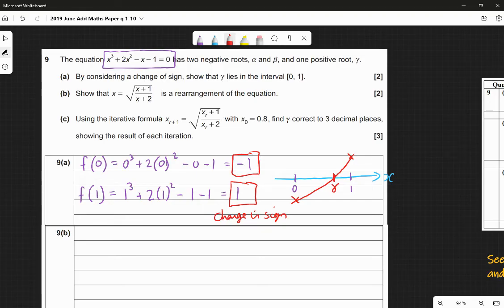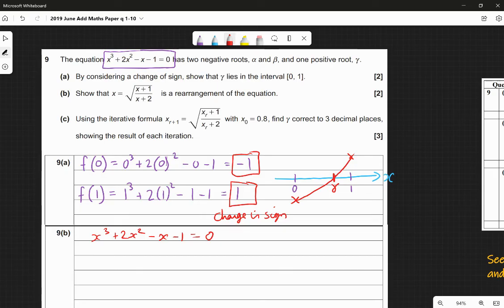Now what we're going to do is find the value of gamma by using iteration. So part B is leading us towards the iteration. It's finding a way of rearranging x cubed plus 2x squared minus x minus 1 into a new way of writing that. So x cubed plus 2x squared minus x minus 1 equals 0. I need to rewrite it as x equals the square root of (x plus 1) over (x plus 2).